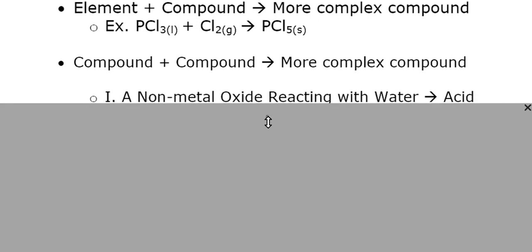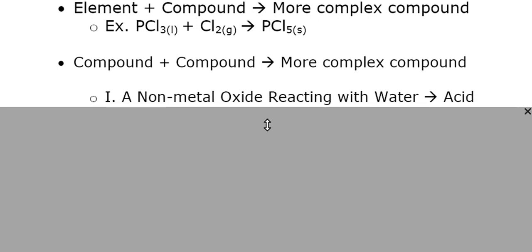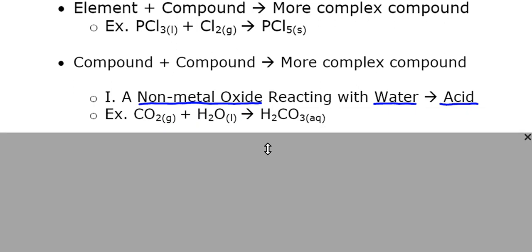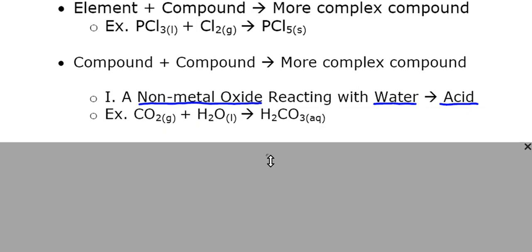So let's take a look at a pattern first. The pattern here, one of the compounds is going to be a nonmetal oxide. The other compound is going to be water. So compound 1 is going to be nonmetal oxide. Compound 2 will be water. And the more complex formula that's formed here is an acid. So let's look at an example where we're going to get an acid being produced.